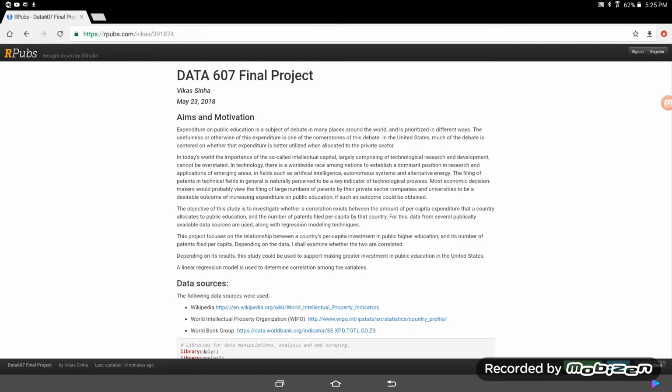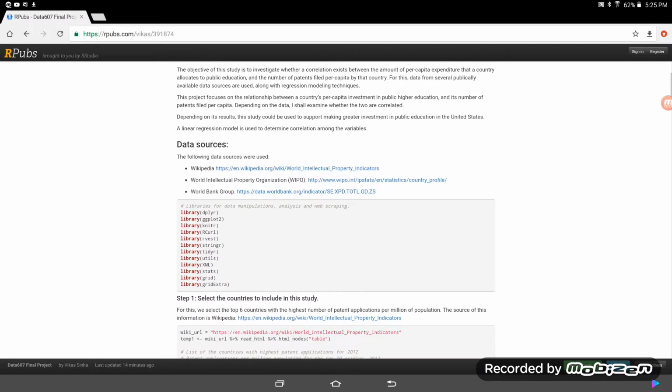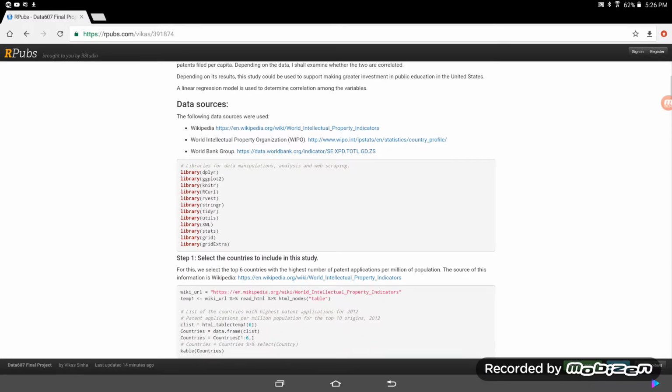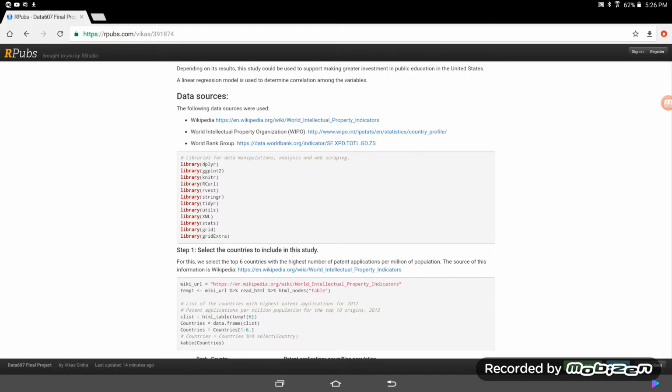The point of this investigation is that if we find that more expenditure on public education leads to a greater number of patents filed per capita, then that would increase the priority of the money spent on public education and make it more worthwhile, and would be useful information for economic policymakers. For this project, I used a linear regression model to determine correlation among the variables, as I will explain later.